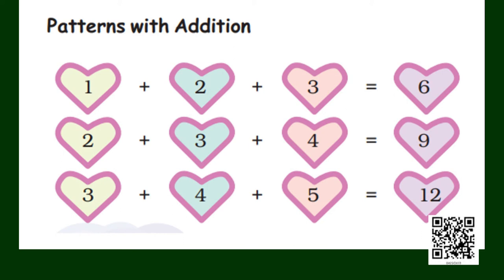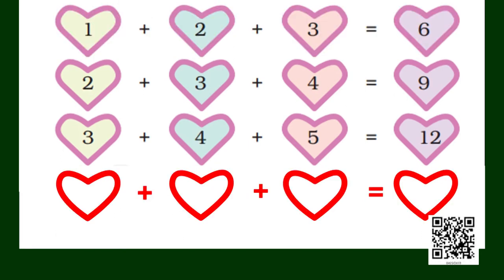Can you now guess what will be the next sum? Yes, after 3 it is 4, after 4 it is 5, after 5 it will be 6. So, it will be 4 plus 5 plus 6. Without adding, can you tell me what will be the sum? Yes, if we add 3 to 12, we will get the sum, which is 15. Are they both equal? Yes, they are. 4 plus 5 plus 6 is equal to 15. So, this pattern is very easy to identify, right?